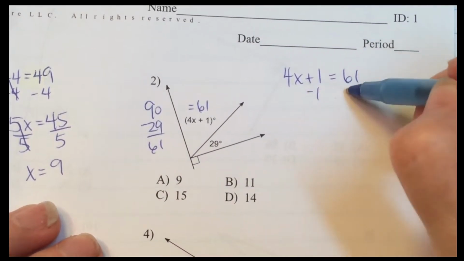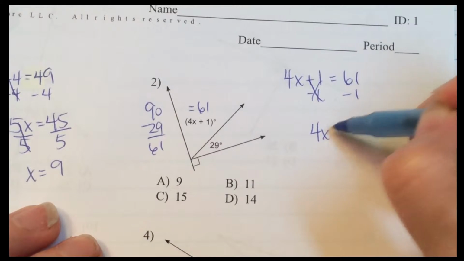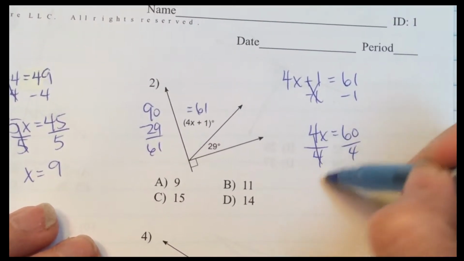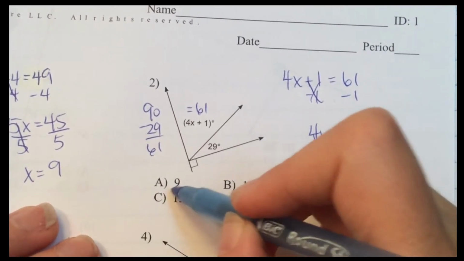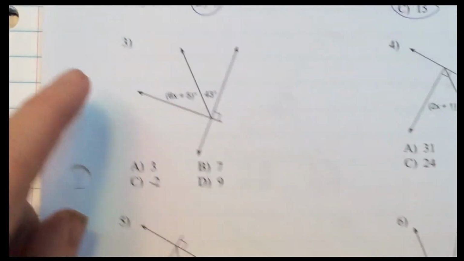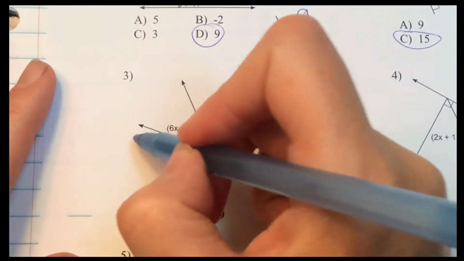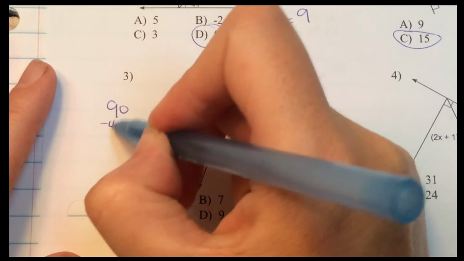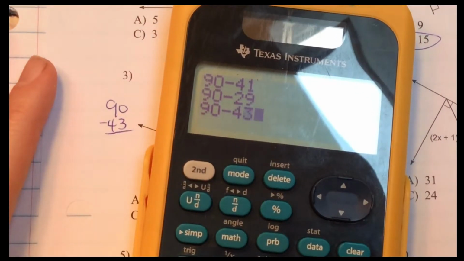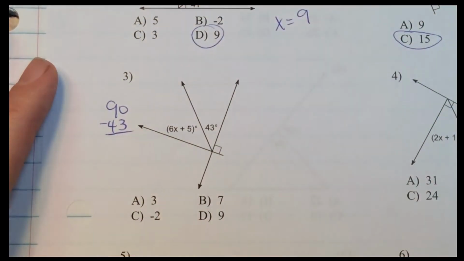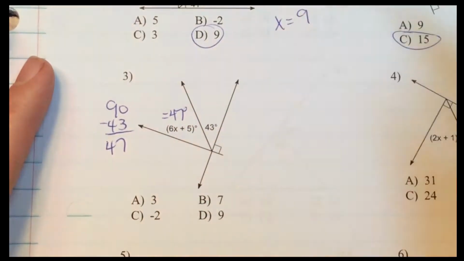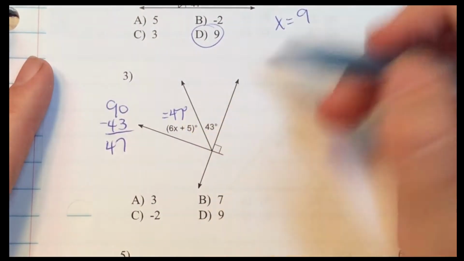We're going to subtract 1 from both sides. Divide by 4, and we get that x is 15. Keep moving. First thing we're going to do is take 43 from 90 and get 47, which means this side equals 47 degrees.